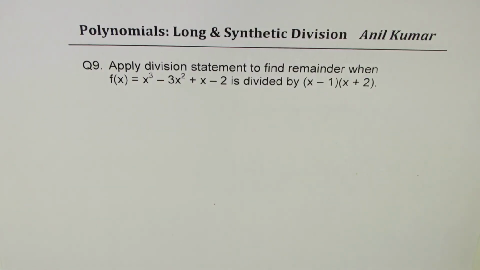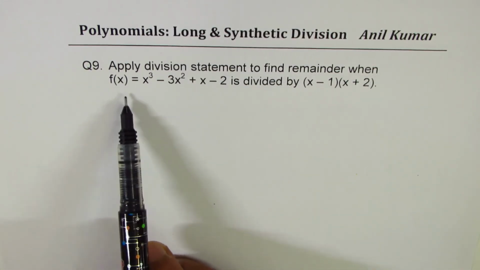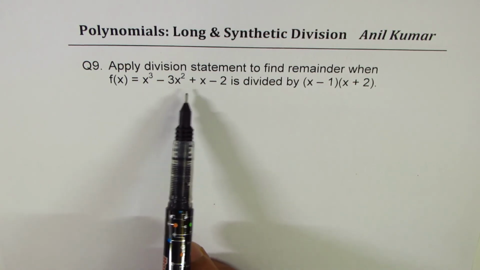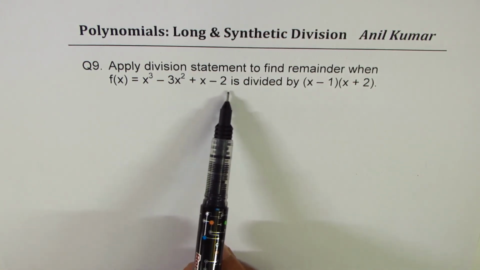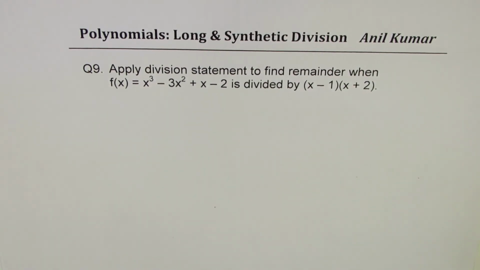Now let's take up the last example, which is question number 9. Apply the division statement to find the remainder when f of x equals x cubed minus 3x squared plus x minus 2 is divided by x minus 1 times x plus 2. Now I'd like you to pause the video, answer this question, and then look into my suggestions.